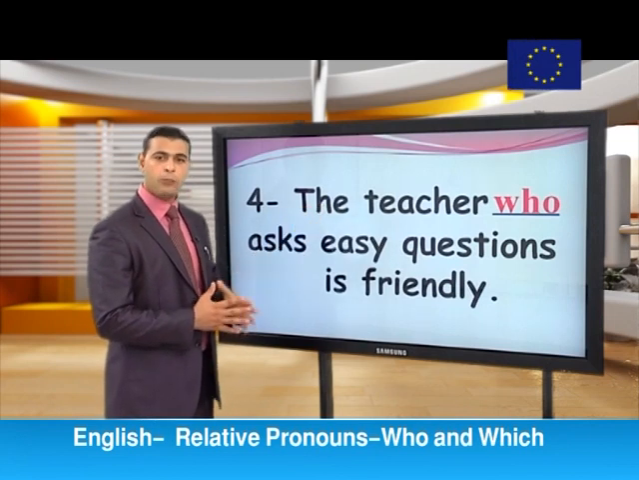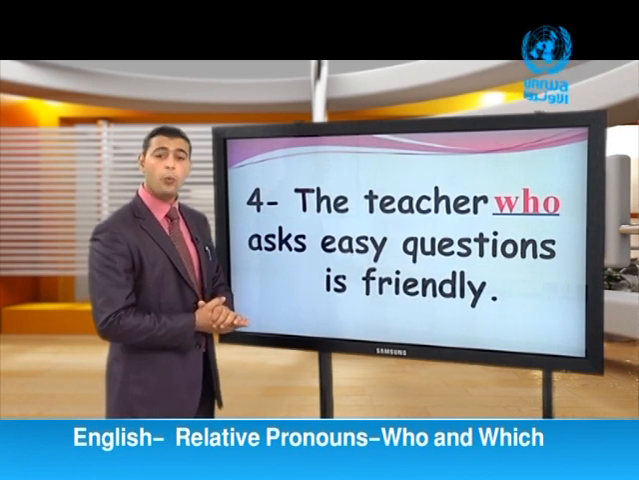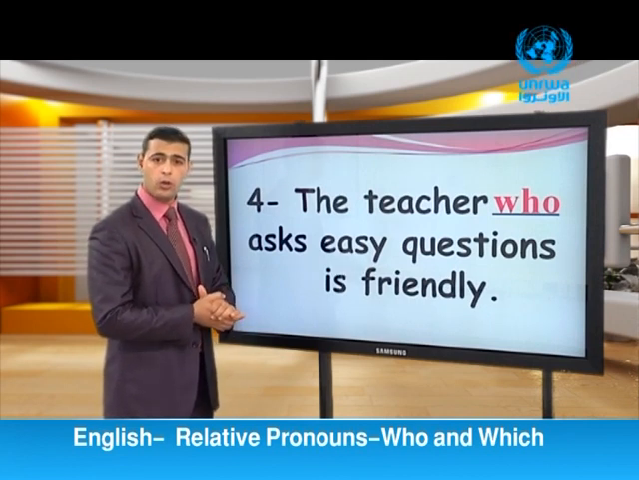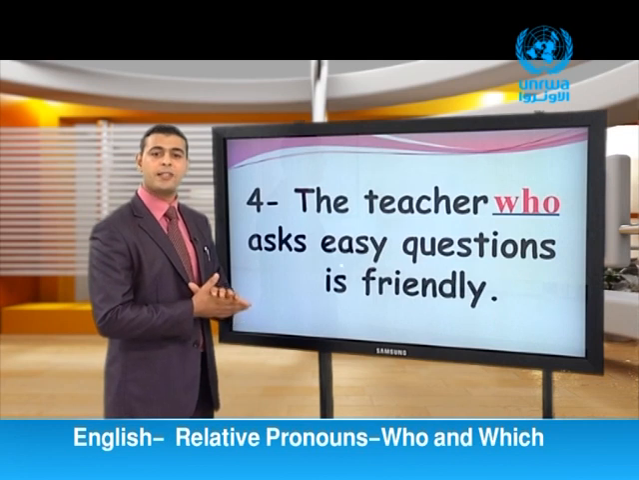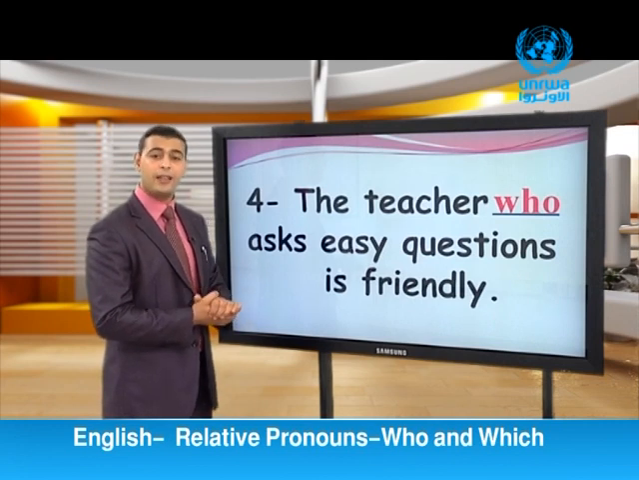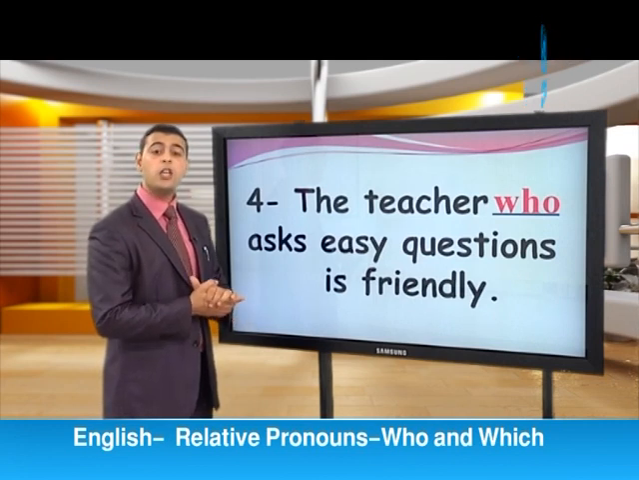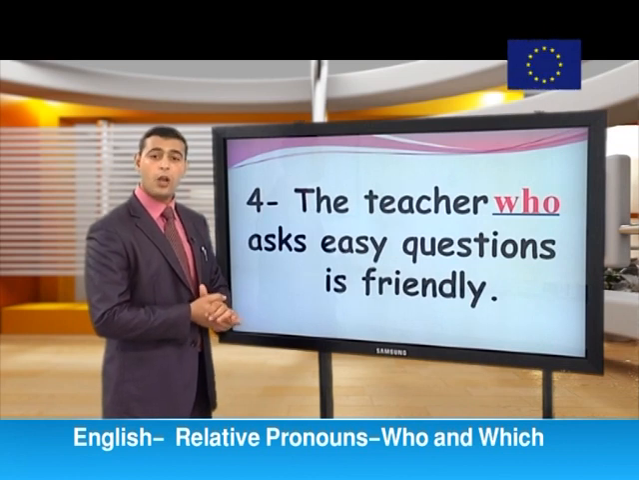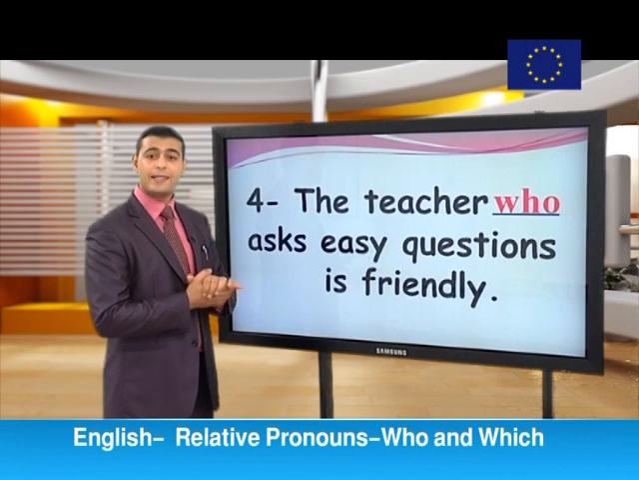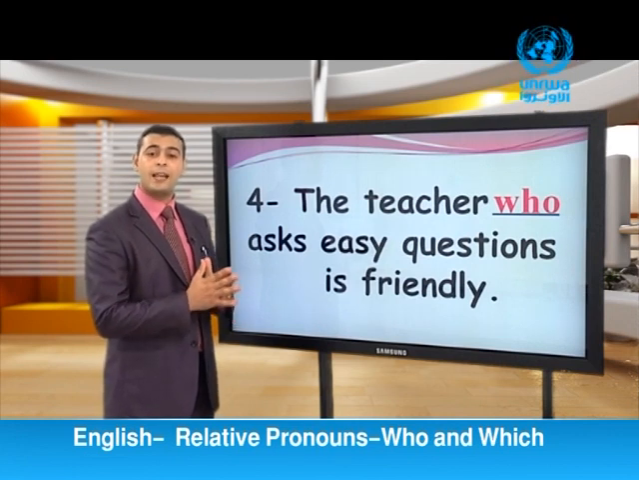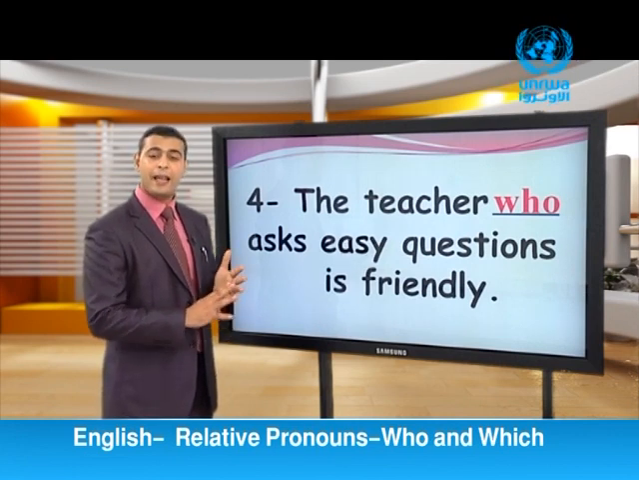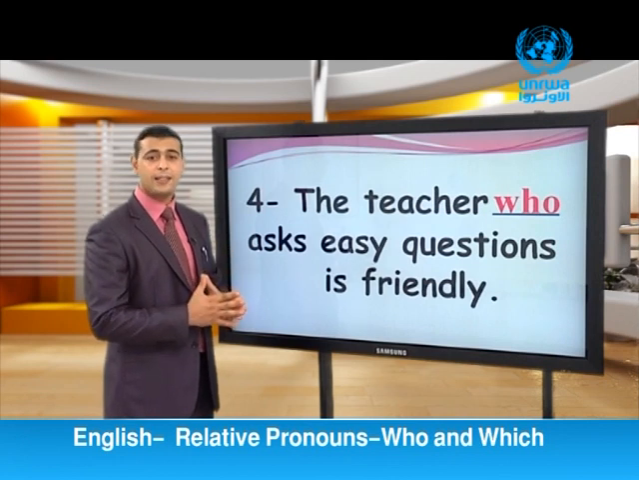لأن the teacher, المعلم, هو شخص عاقل. And we said before, we use the relative pronoun who with people. نستخدم ضمير الصلة who مع الشخص العاقل أو مع الناس. But we use the relative pronoun which with animals and things. لكن ذكرنا سالفا بأننا نستخدم ضمير الصلة which مع الأشياء، الجمادات أو الحيوانات.